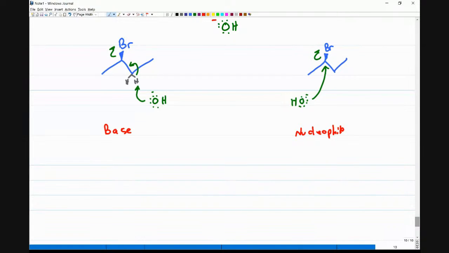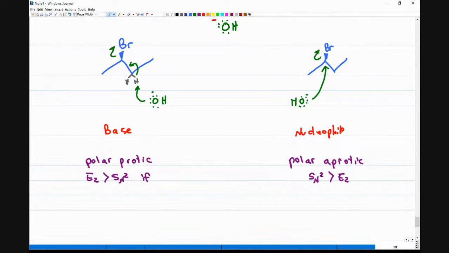In this case, it would act as a base if I put it into a polar protic solvent, because that solvent does not like nucleophiles, and it would act as a nucleophile if I put it into a polar aprotic solvent, because the polar aprotic solvent is going to favor the SN2 over the E2 reaction, and the protic will favor E2 over SN2, if it's a 2-type reaction, meaning if it's not going SN1 or E1, which is also possible, but not with an OH minus. Dania, that was a really good question. I hope that clarified.